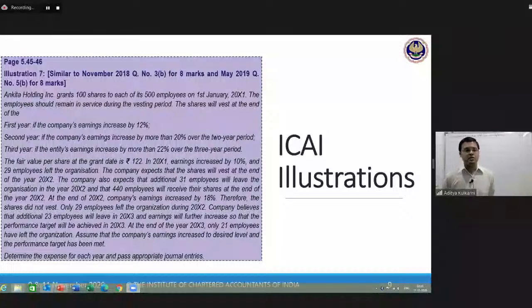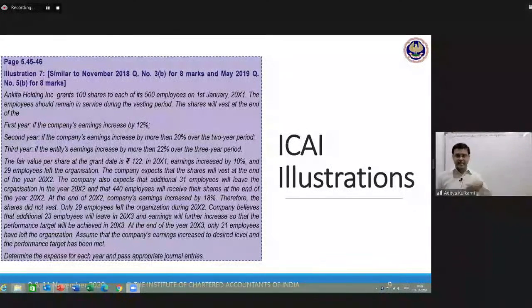The employees should remain in service during the vesting period. The shares will vest at the end of the first year if the company's earnings increase by 12%. So if in the first year your company's earnings, that means profit, increases by 12% over the previous year, then the shares will vest at the end of 1 year.